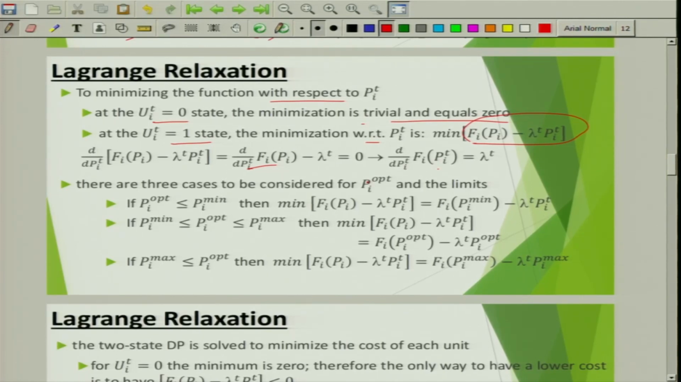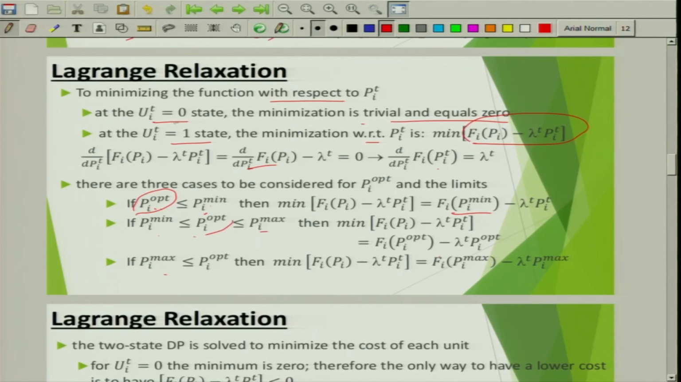But in a way we should also take into consideration that at any given point of time the generation should be within the limits. Let us say the optimal generation that you get is less than or equal to the minimum, then what do you get? If it is less than the minimum, you consider it to be the minimum, because you cannot operate less than the minimum. If you get the generation within the limits, you consider that to be the value. If it is greater than P max, then you consider P maximum, right.